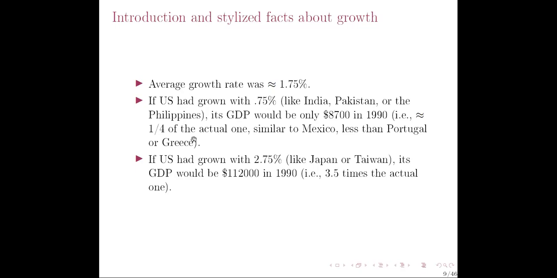But if you think of 1% more, if the US had grown at 2.75%, like Japan and Taiwan at this time, its GDP would have been 12,000 per capita in 1990. And that is 3.5 times the actual one. So you can imagine that 1% less could take it into deep poverty and deep problems, and 1% more could take it to a lot bigger, stronger economy, a lot bigger GDP per capita. But that is only possible when you have growth, and this growth sustains for a long period of time.